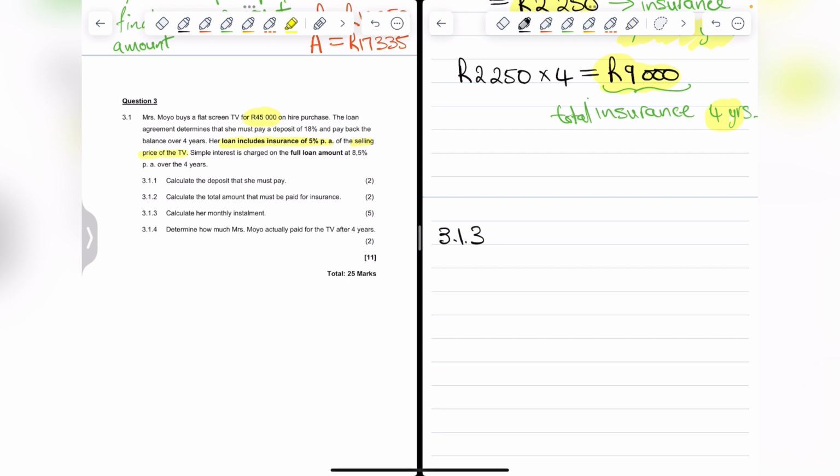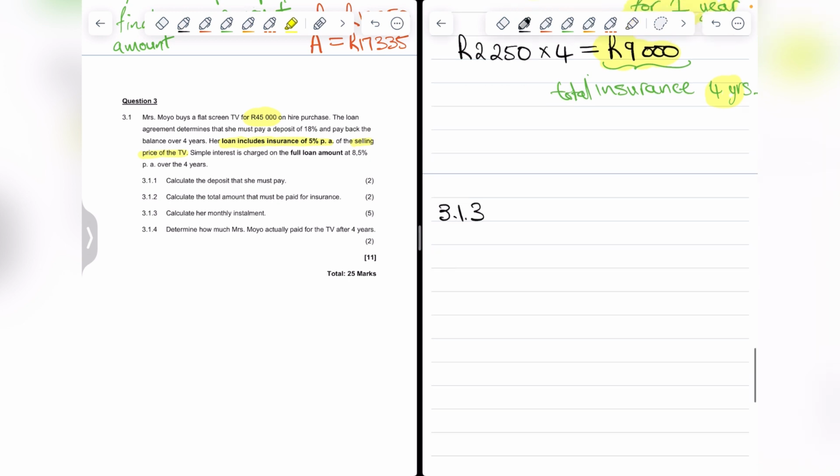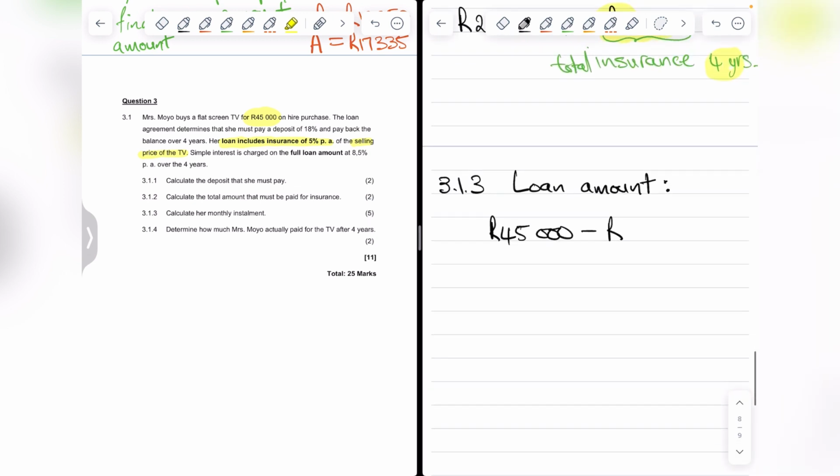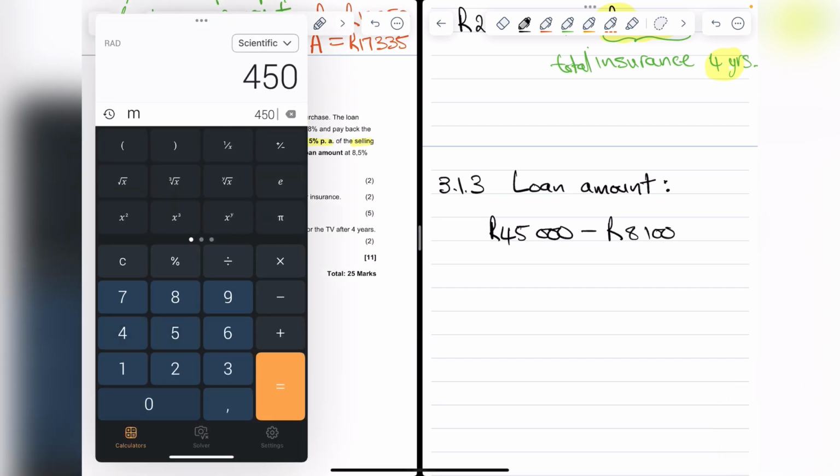So let's first start with the loan amount. The loan amount is as follows. It will be 45,000 Rand minus our deposit of, what was our deposit? Our deposit was 8,100 Rand. So 45,000 Rand minus 8,100 gives us 36,900 Rand.